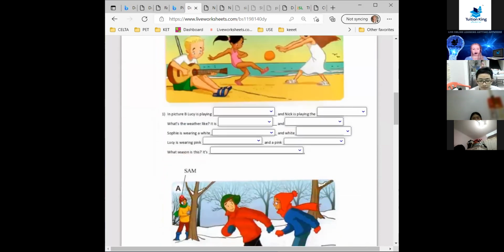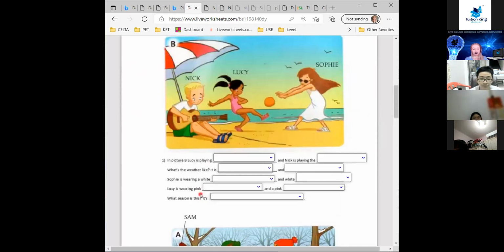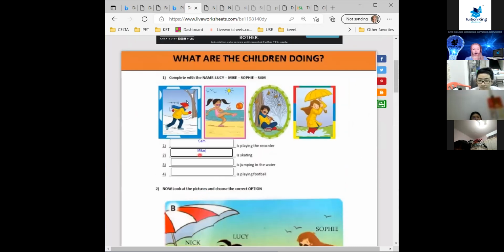But look at him, guys. So he has a red hat. Look at Sam. Red hat and green scarf. So red hat. This guy over here is Sam. So what is Sam doing? I put Sam is skating, but it was wrong. Yeah. Okay, let's keep it this way then.